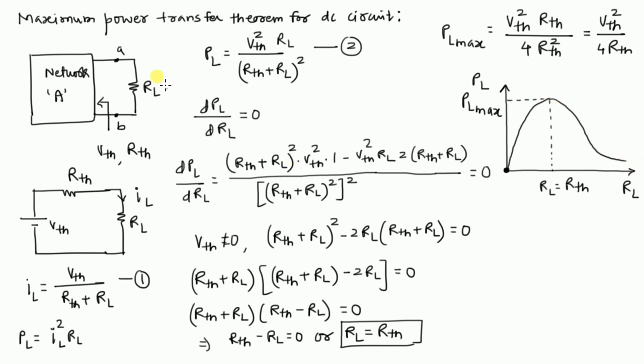So the power absorbed by the load resistance is maximum when the load resistance is equal to Thevenin resistance across it, and the expression for maximum power absorbed by the load is VTH square over 4 RTH. Now let's see a few examples based on maximum power transfer theorem for DC circuits.